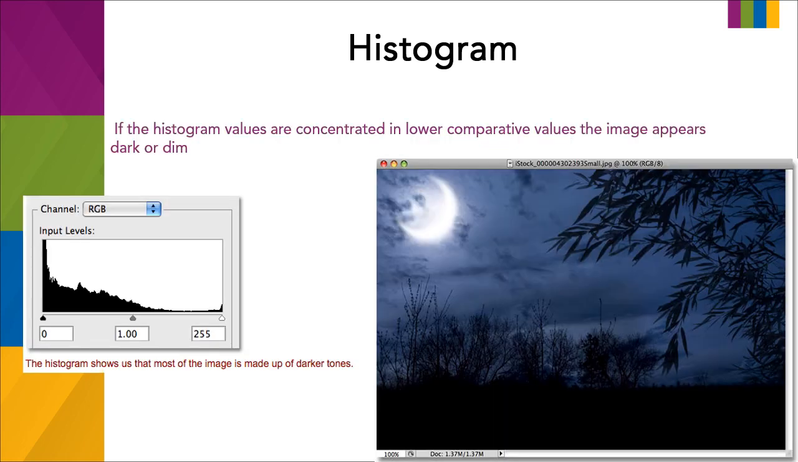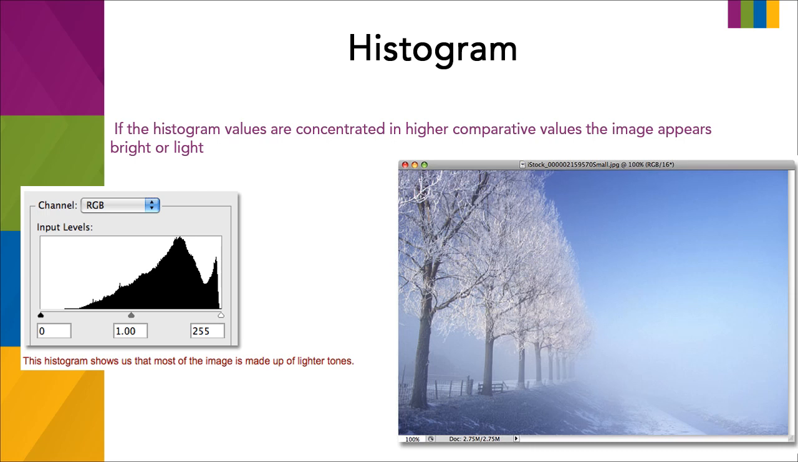If the histogram values are concentrated in the lower comparative values, the image appears dark or dim, and that's because this is photography with a positive image. It's flipped from radiography. So we would have the opposite side. And then the opposite occurs if histogram values are concentrated in the higher comparative values, which is over here, the image appears brighter. And so that's looking at, again, the positive image.